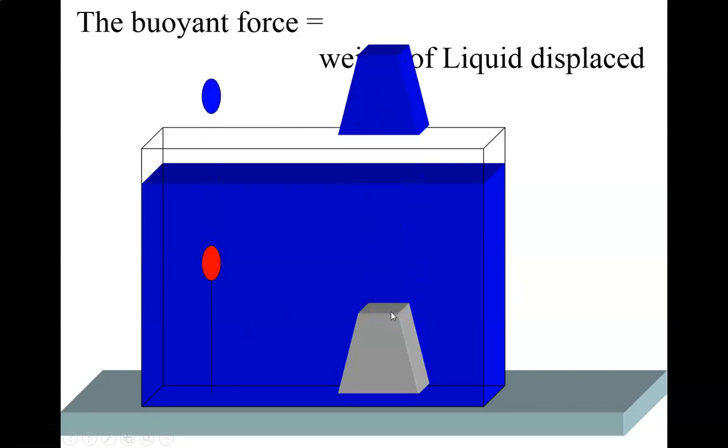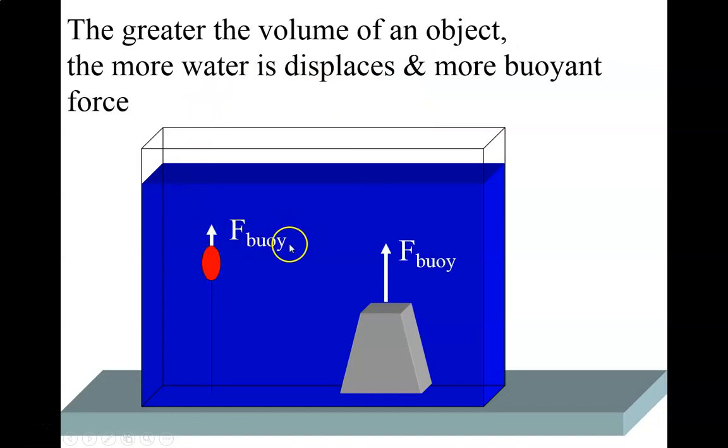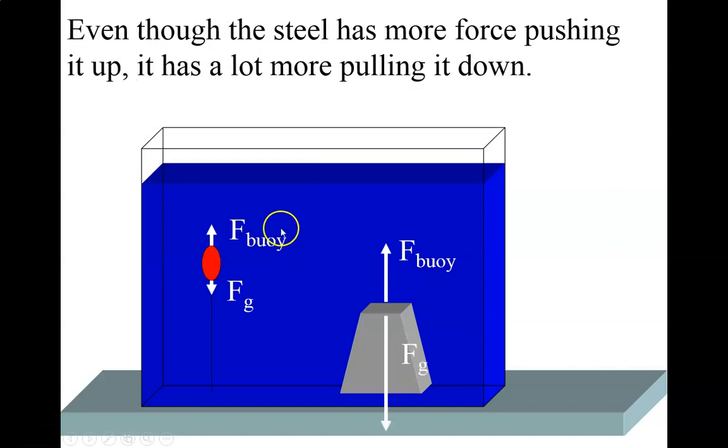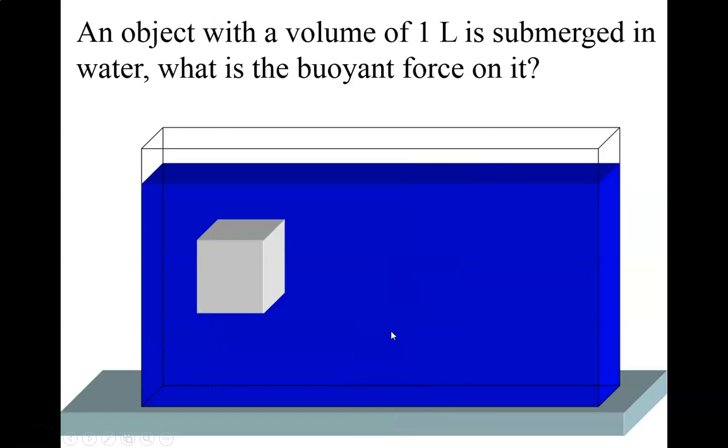Here I'm just showing you the fluid displaced by each of these. So this is this much. The weight of this chunk of water is how much water pressure is pushing up on this, and the weight of this little chunk of water is how much water is pushing up on this one. But the steel weight also has a lot more gravity. So even though there's more buoyant force pushing up on the steel weight, there is a lot more gravity pulling down on it, so it sinks.